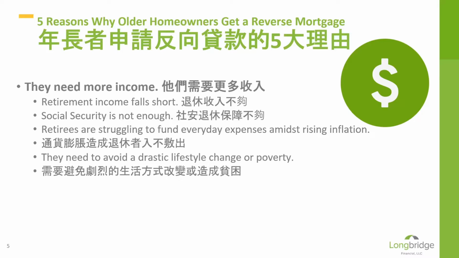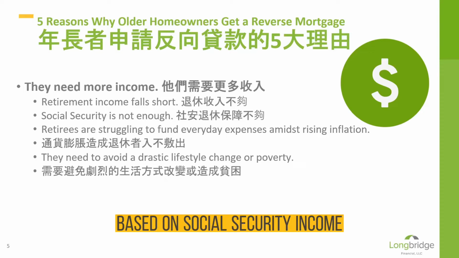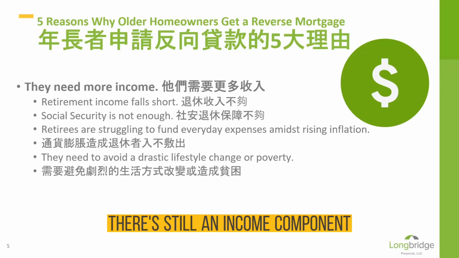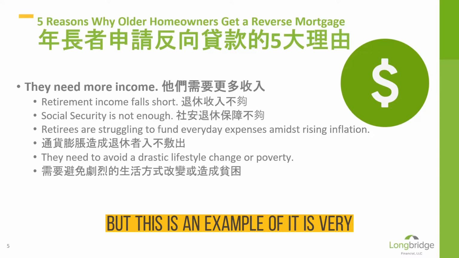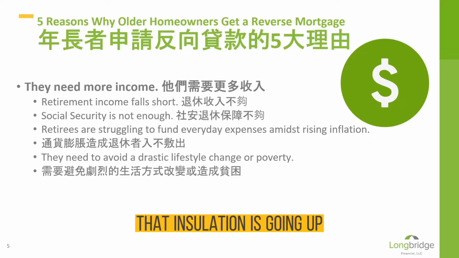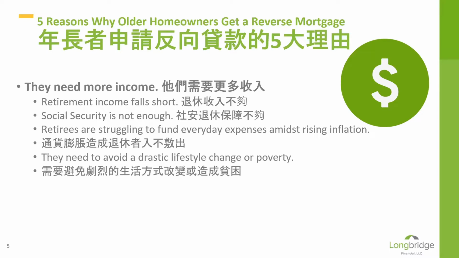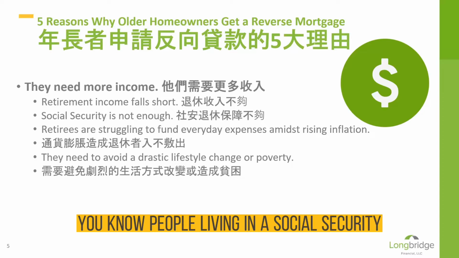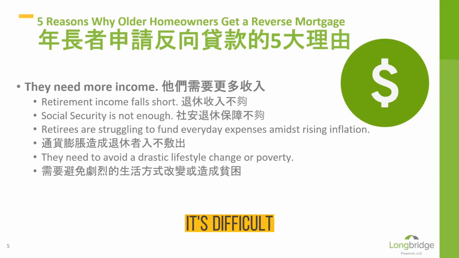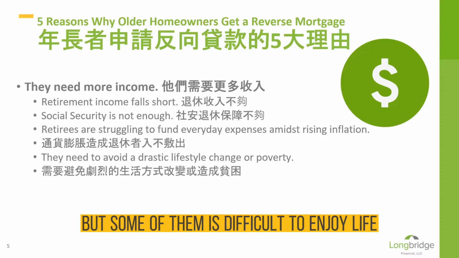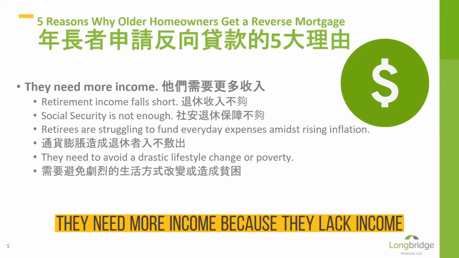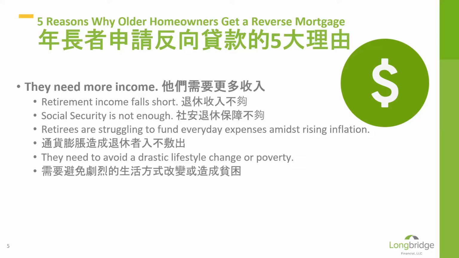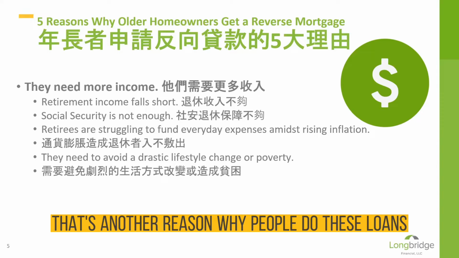So we can do a reverse mortgage based on Social Security income. There's still an income component, and we have to look at it, but this is an example of it. It's very, very common today, with inflation going up and people living on Social Security, that it's difficult. They can do it, but some of them find it difficult to enjoy life. So that's number two. They need more income because they lack income. That's another reason why people do these loans.